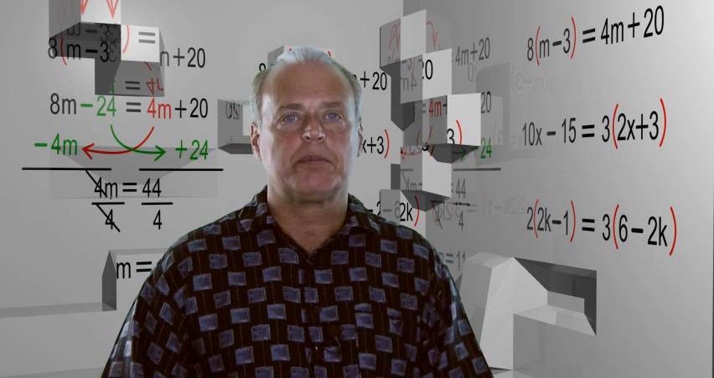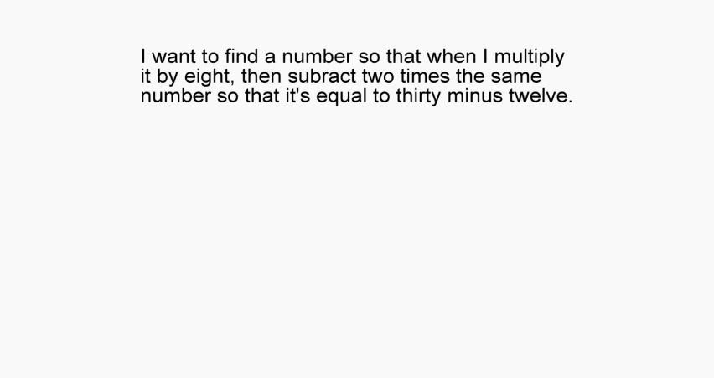Let's see if we can solve this problem. First I'm going to read it, then I'll proceed to solve it. I want to find a number so that when I multiply it by 8, then subtract 2 times the same number so that it's equal to 30 minus 12. Here it is written in math symbols. I want to find a number so that when I multiply it by 8, then subtract 2 times the same number so that it's equal to 30 minus 12. So how do we find that number?